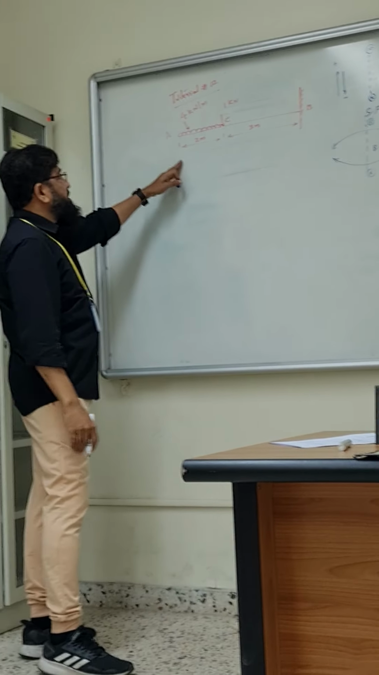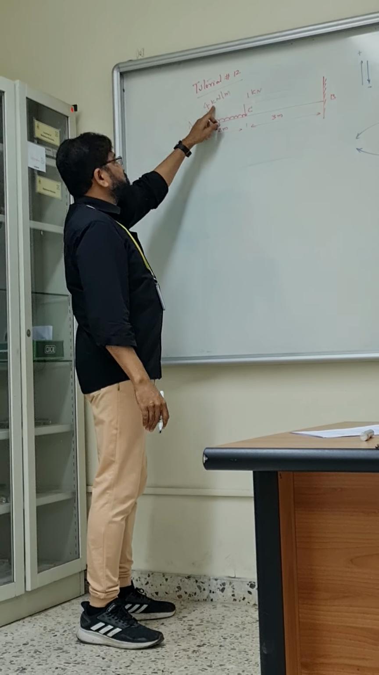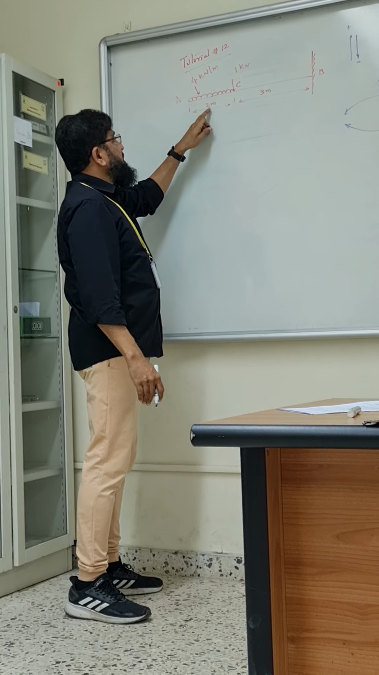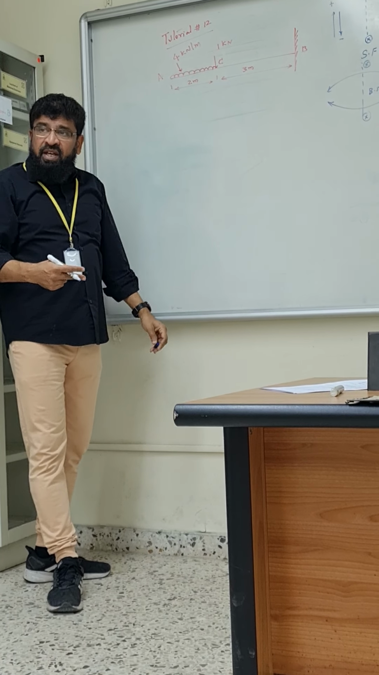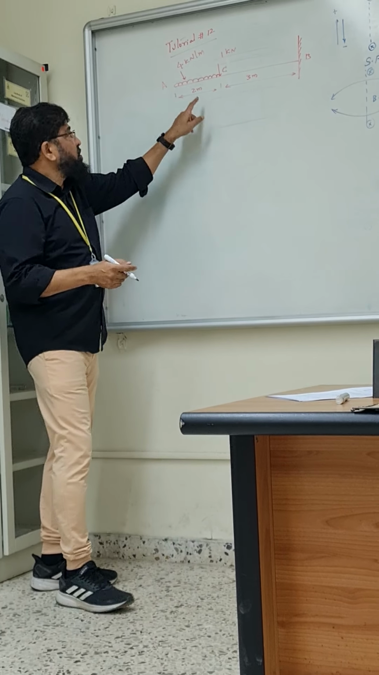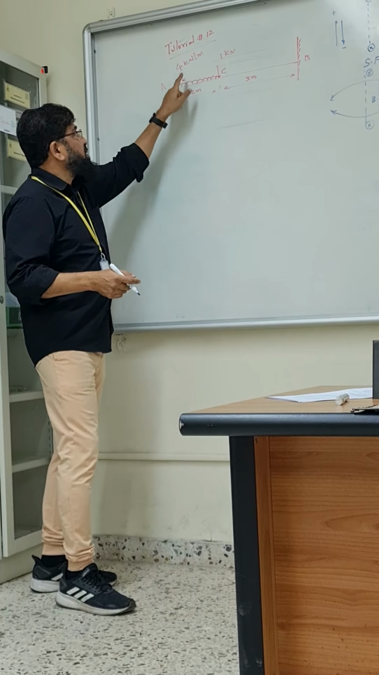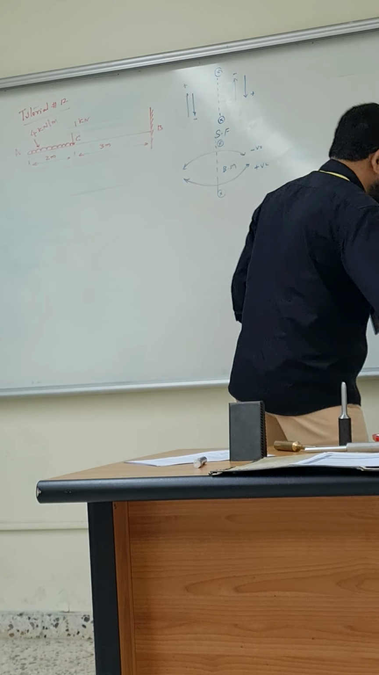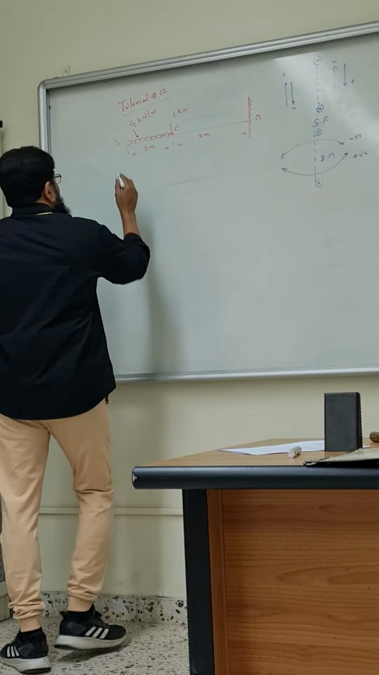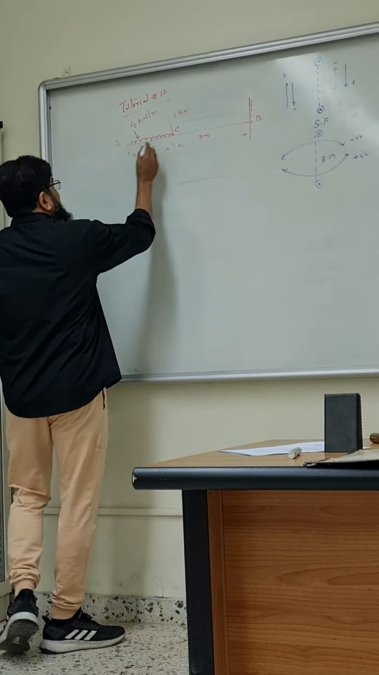So what he has given me is the weight. This is 4 kilonewton per meter. How many meters are there? 2. Then how much is the total load here? 8 kilonewton. So what can I do now? I can just put the total load where it will act, exactly in the middle, is it not?